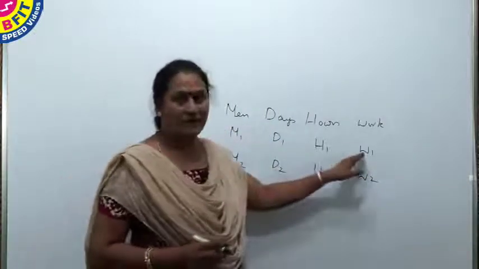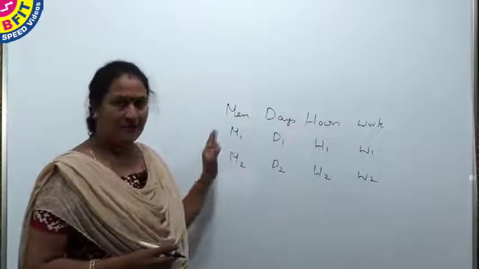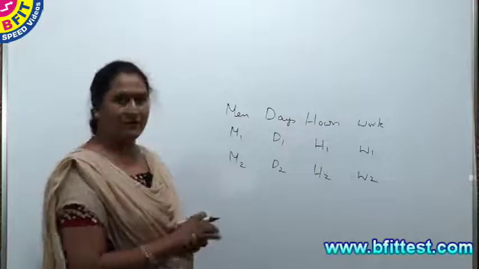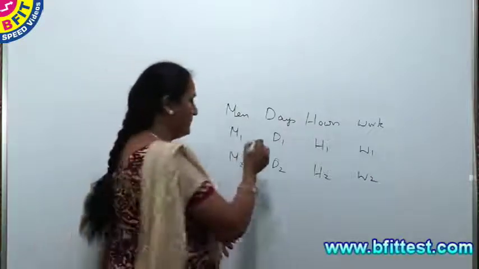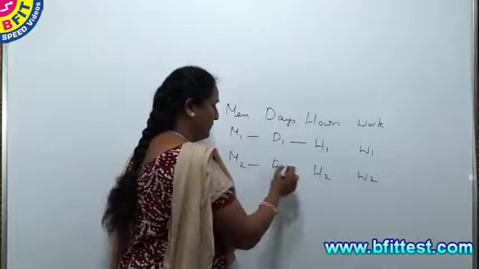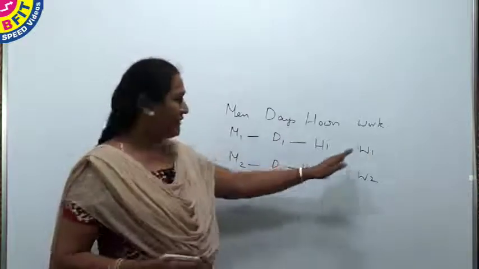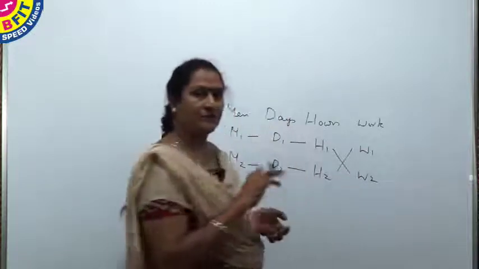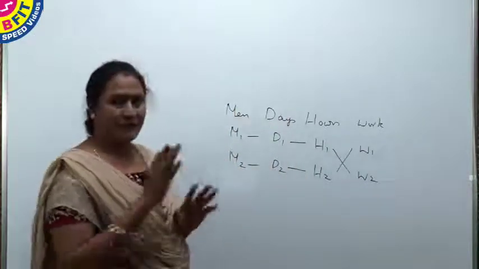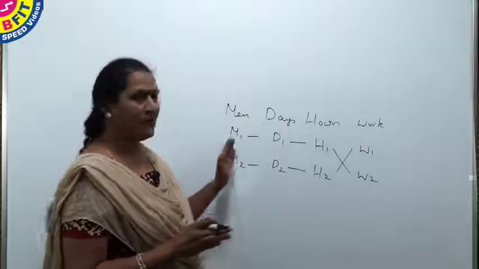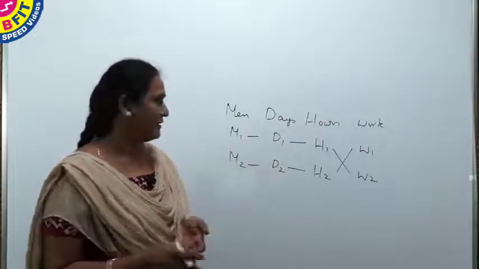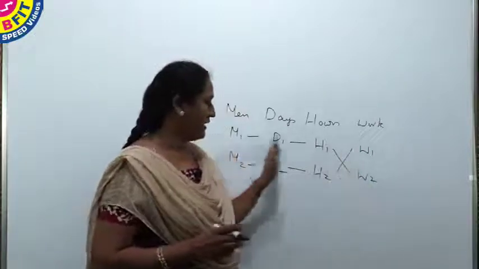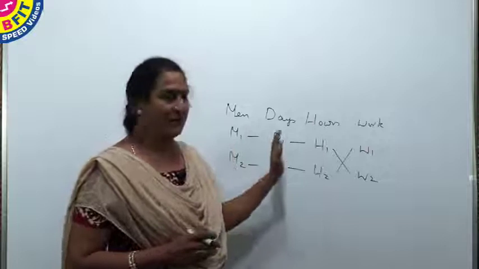So here work will vary directly with all the other factors, and men, days and hours will vary inversely with one another. So for inverse variation, parallel products will be the same, and as work varies directly with all these factors, cross products will be the same. So whatever variable is asked, or when you have 2 or 3 variables or more than 3 variables, have this in mind. So whenever you have work, they vary directly and all the other factors will vary inversely.